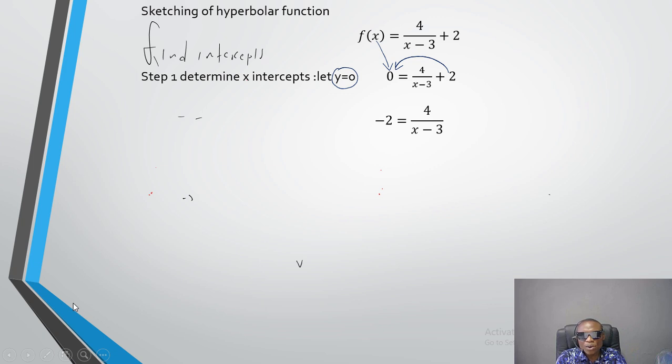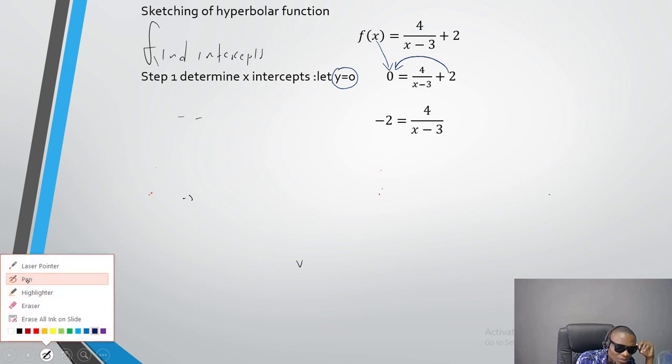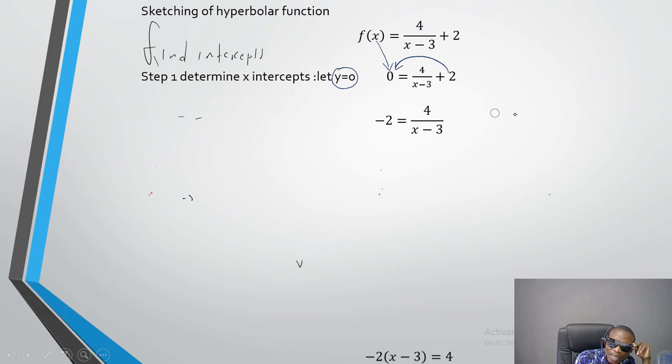Now, when I'm solving for x in an equation, I don't like denominators. You see that you have 4 over the denominator x minus 3. So when I'm solving a mathematical equation, I want to remove the denominator. So what I'm going to do here, remember it's minus 2 equals 4 over x minus 3. So I want to remove this x minus 3.